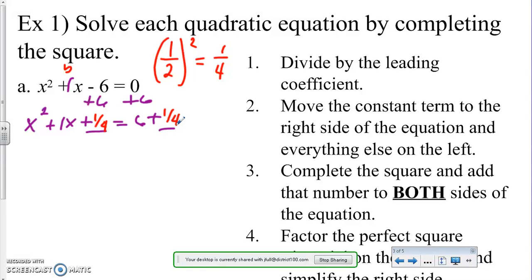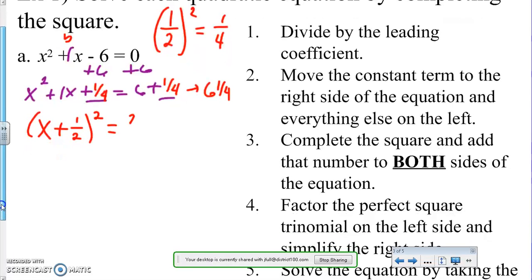So on the left side, once I have that, I'm going to factor. When you divided 1 by 2, you got 1/2, so that's what's going to be in your parentheses. On the right side, 6 plus 1/4 is 6 and 1/4. It's actually easier to make this an improper fraction. You can either use your calculator or do it by hand. 4 times 6 is 24, plus 1 is 25. So this is really 25 over 4.